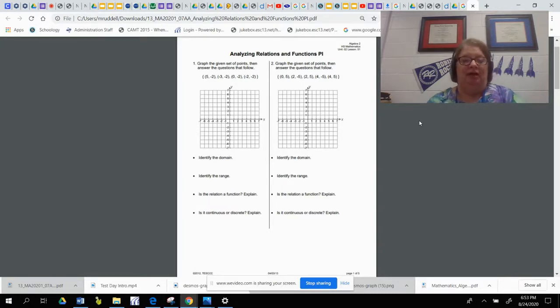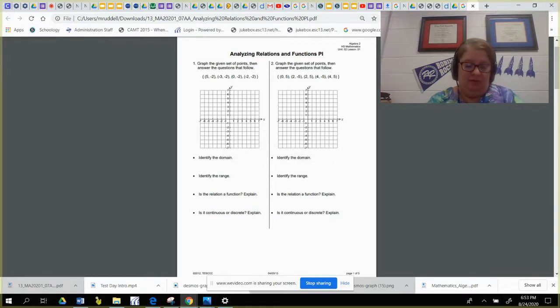The domain is the x value. So you can look at your points in the ordered pairs, or you can look at the graph. The domain is 5, -3, 0, and -2. Remember, the domain is the x values. If you have a set of ordered pairs, like in this problem, you only list the x values for the domain. The range, we're going to list the y values. In this case, all the y's are -2.